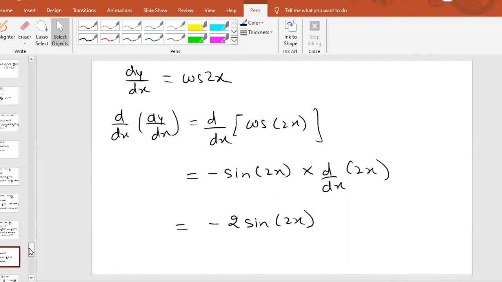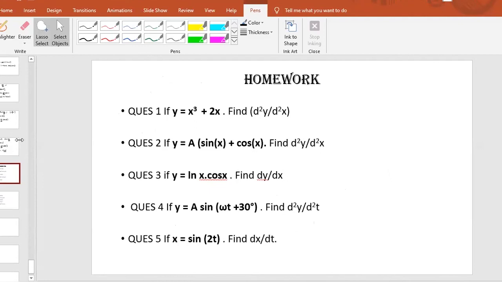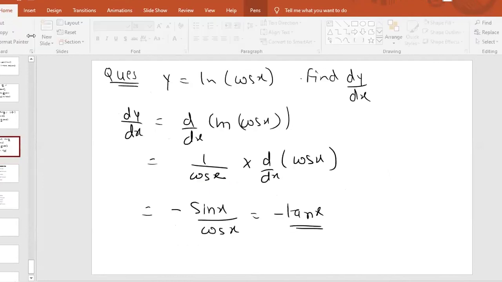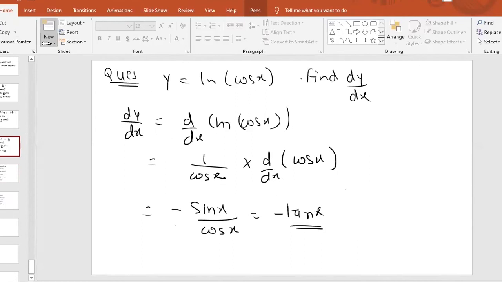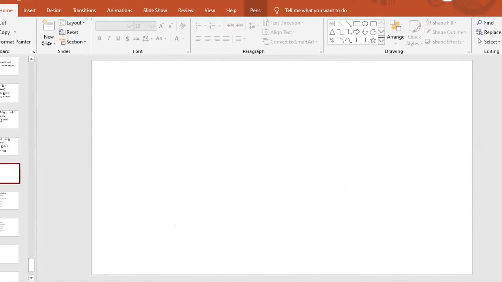Now let us do more problems for this function of x. You can differentiate any function 2 times, 3 times, 4 times, 5 times. There is no problem in that. We can further differentiate any function, but it depends upon how much differentiation is required to get the answer. Okay, now next problem.